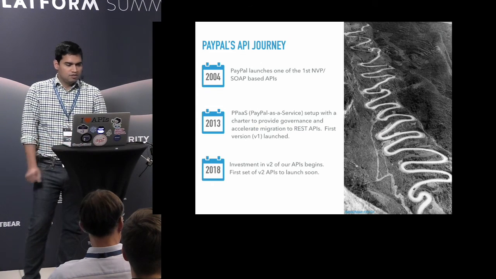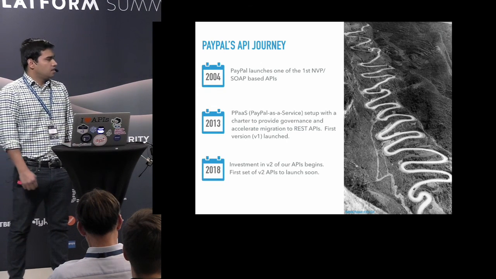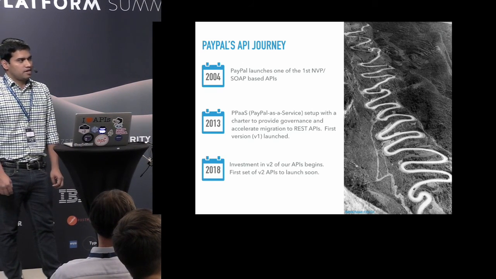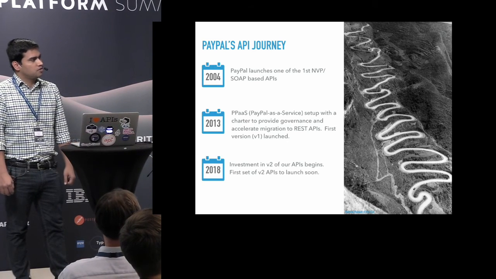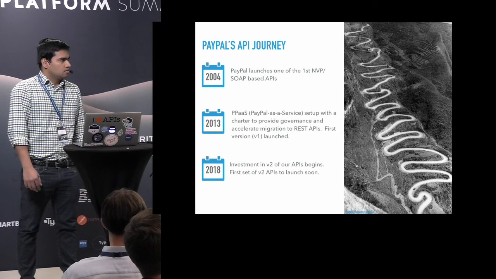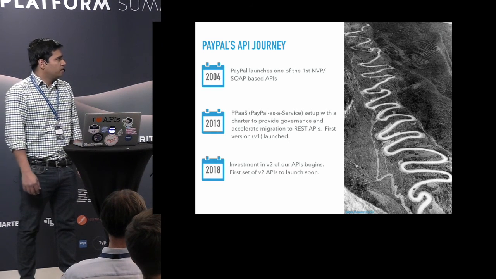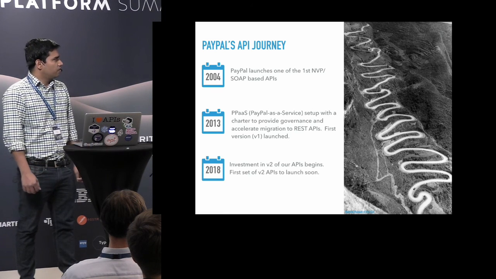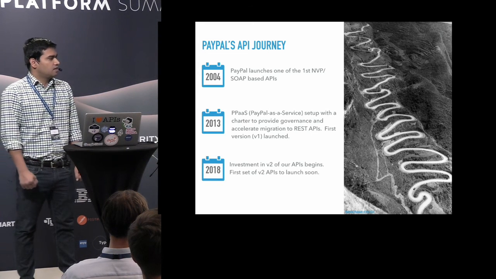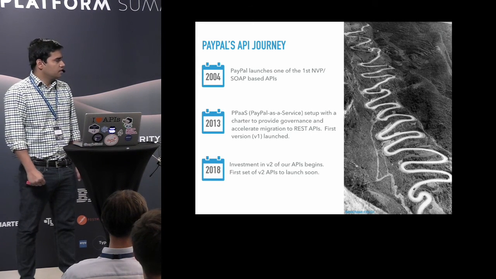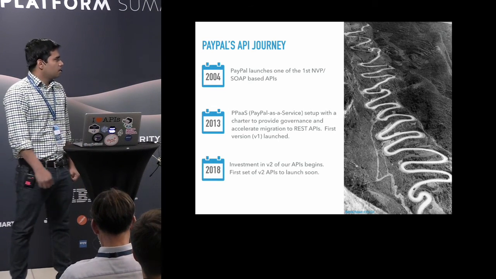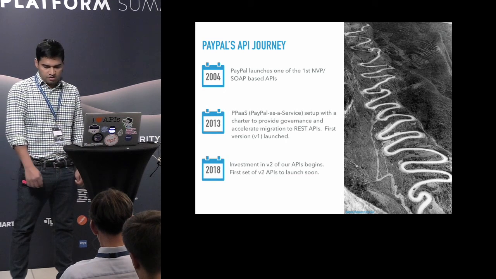To take you through the PayPal API journey: when we started way back in 2004, all we had was SOAP APIs. That's when we launched our first APIs. From 2004 to 2013, we had multiple iterations and different versions of SOAP APIs coming. We had SDKs supporting our APIs, and partners were using our SDKs instead of interacting with our APIs directly. We had that model running until 2013.